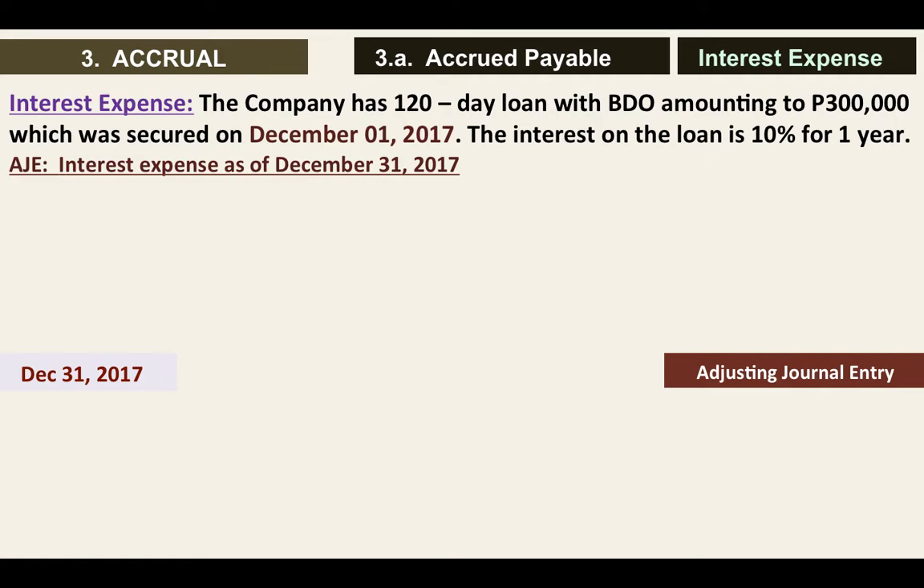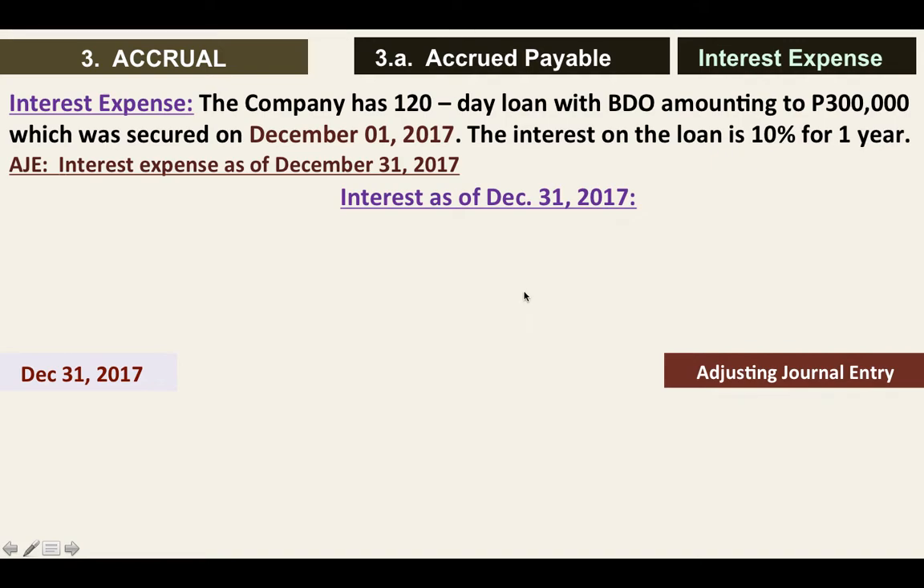Okay, so alam kasi natin na makakagawa na tayo ng adjusting journal entry kasi itong mga information na to is sufficient for us to compute the interest expense as of December 31st, 2017. How are we going to do that? Interest as of December 31st, 2017.